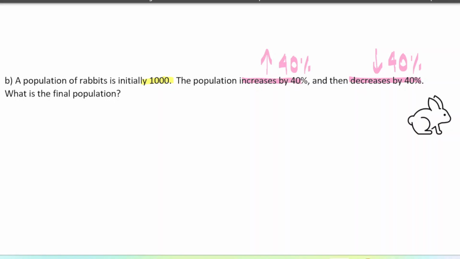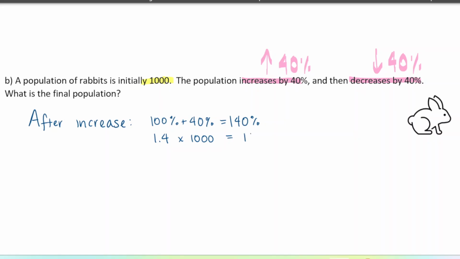So let's see where we're at after the increase. Very important idea. You also see this in investments. People think if their investment decreases by 20%, then they only have to increase it again by 20%, but that's not the case. Okay, so after the increase, we're going to multiply. Actually, sorry, we'd have 100% plus 40%, which would be 140%. So we're going to do 1.4 times 1,000, and we get 1,400. So that's what we have after the increase.